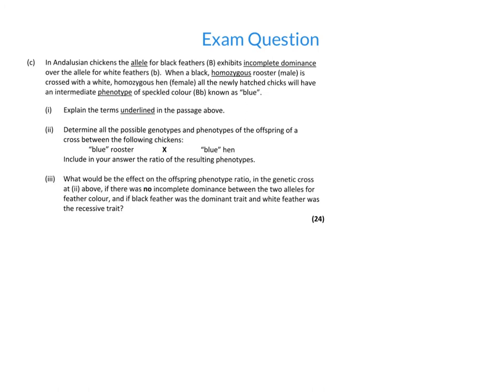So we have to explain the underlined terms. So the first underlined term we have there is the allele. And we know this is just a variation or a version of a gene. Okay, so the variation of a gene. The second one we had there was incomplete dominance.